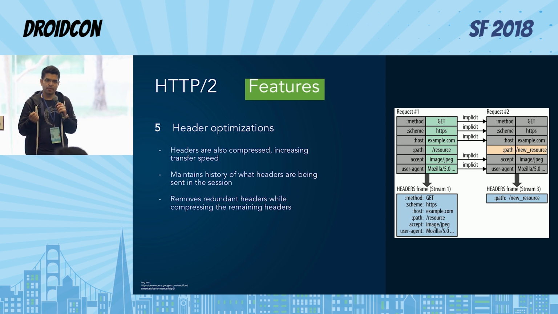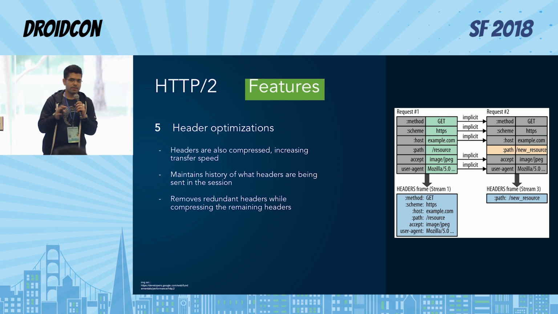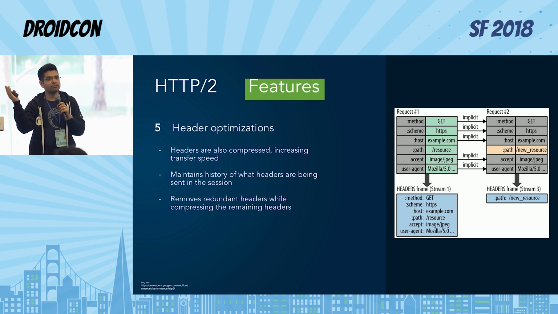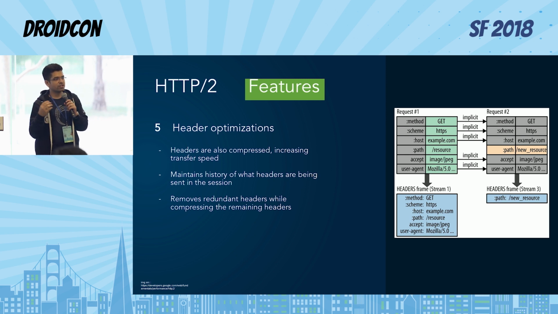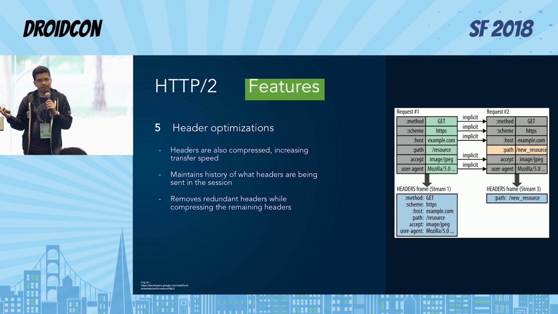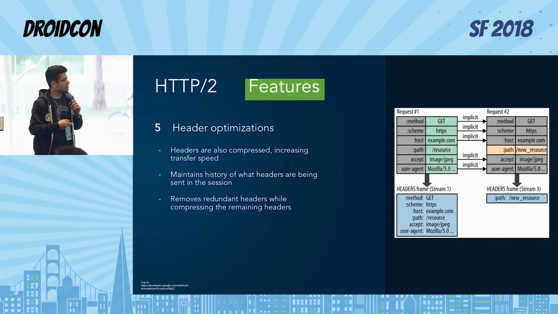Now why this? Because in some situations, your headers become just too big. A typical TCP packet is like 1.5 kbs, and sometimes the header itself would be more than 1.5 kbs. So if you're spending multiple TCP packets just to transport the header, that's a waste of the bandwidth. So this particular feature tries to solve it.